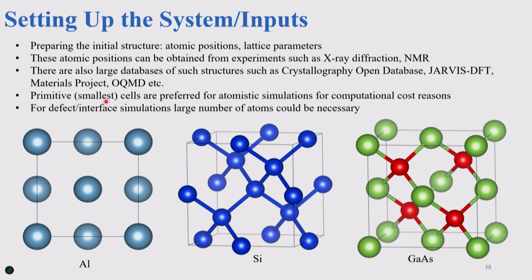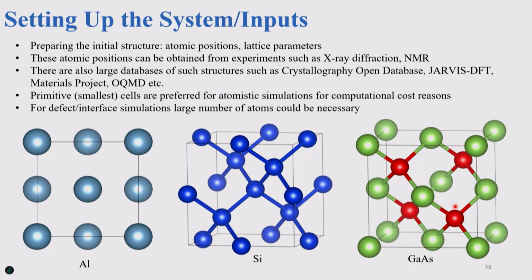2. Who said 1? 1. Anyone else? You are right, 1. In aluminum FCC you do only 1. For silicon there are 2. For silicon, yes, primitive cell.